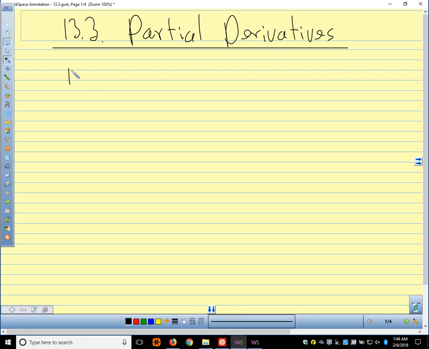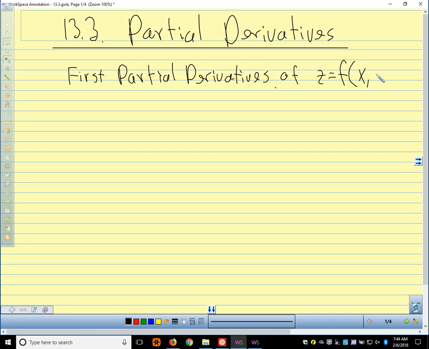So we're going to talk about our first partial derivatives. First partial derivatives of z equals f of x, y. So we're just going to talk about two variable functions. We could extend it to more than two variables. We just apply the same argument again.